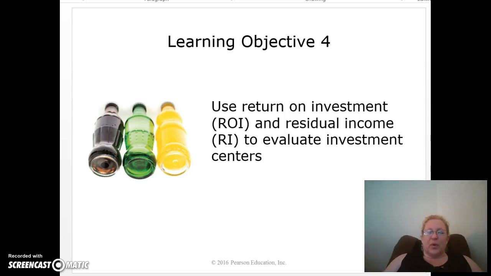Hello everyone. Today we're going to talk about learning objective 4, use return on investment, ROI, and residual income, RI, to evaluate investment centers.